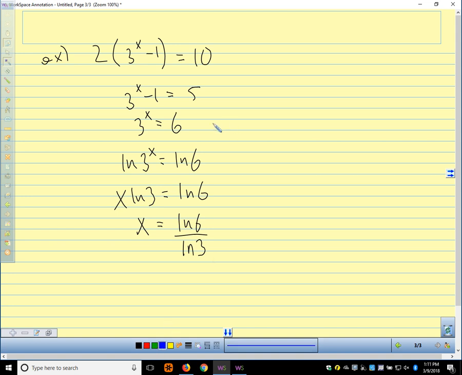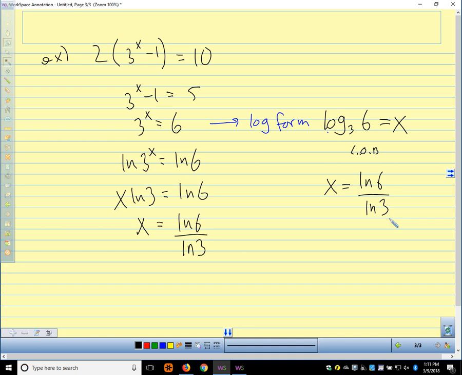I could also do this by rewriting in log form. So in log form, I would write log base 3 of 6 equals x. And then I would use change of base and get x = ln 6 / ln 3.